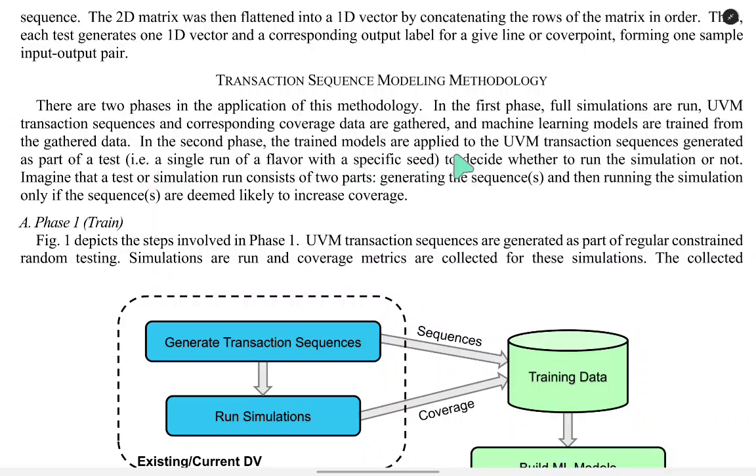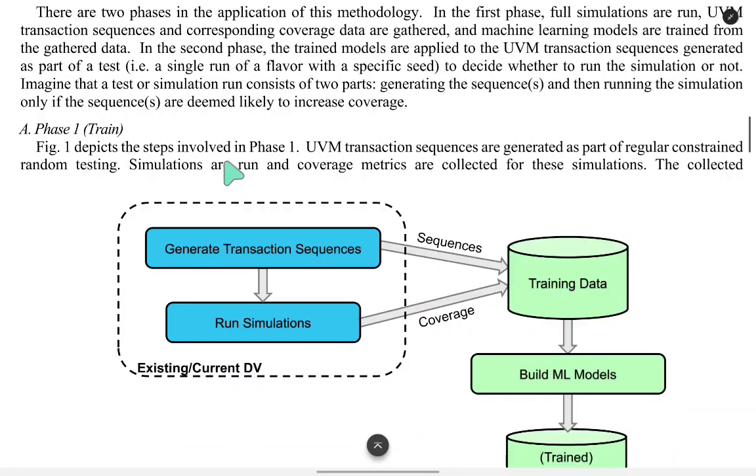To decide whether to run the simulation or not, imagine that a test or simulation run consists of 2 parts: generating sequences, and then running the simulation only if the sequences are deemed likely to increase the coverage.